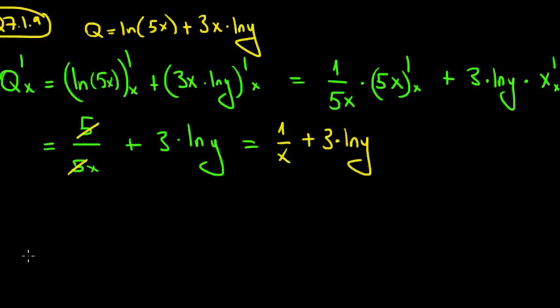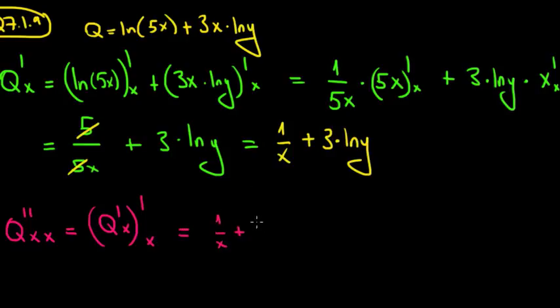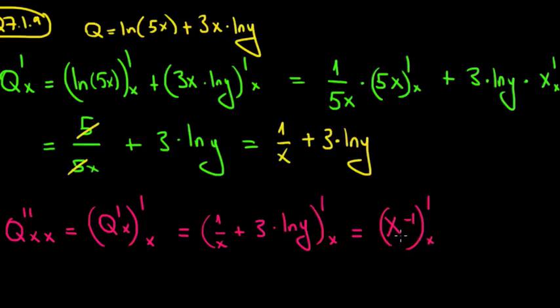Let's solve for the second order derivative. What happens if we want to differentiate this thing with respect to x again? So q derivative with respect to x and with respect to x one more time. Well, that's the derivative of what we just did, all of it differentiated with respect to x again. So that's 1 over x plus 3 times ln of y derivative with respect to x. What is 1 over x derivative with respect to x? Well, that's x to the power of minus 1 derivative with respect to x. Let's write it like that.